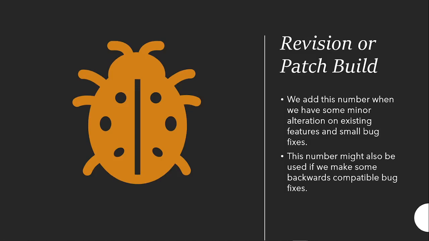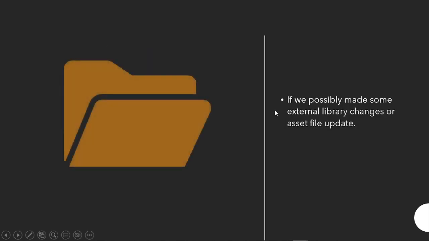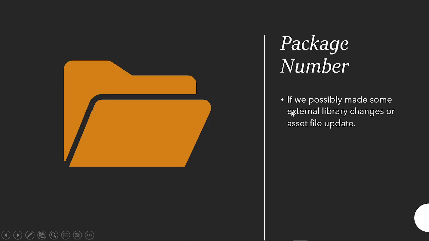This will also be involved if we need to make some backwards compatibility fixes or bug fixes that will be solving some backwards compatibility issues. And we also have what we call the package number, which is if we possibly made some external library changes or asset file updates in our game.